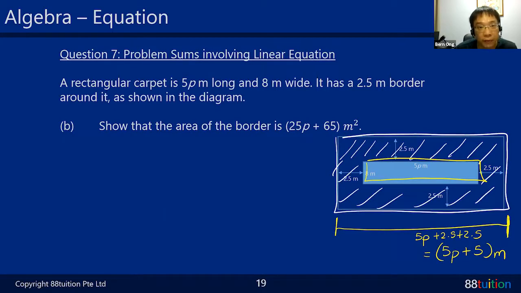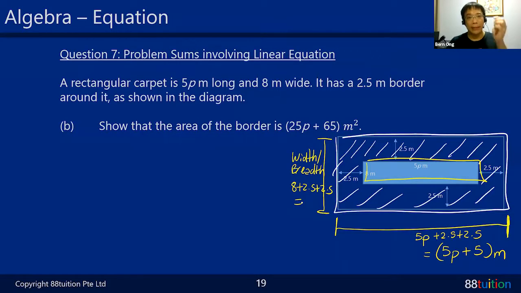And the width is what? Yes, Doreen, I saw your answer, so good job. So the width, or breadth, is given as 8 plus 2.5 plus 2.5. Can you see or not? Because the border on top has 2.5, and below has 2.5. So 8 plus 5 is 13 meters. Okay, so the area.